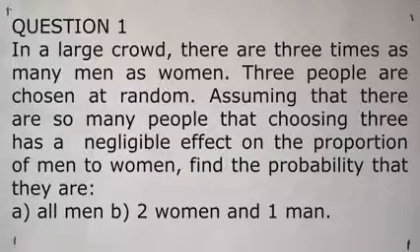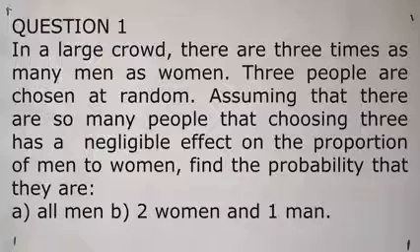Question number one. In a large crowd, there are 3 times as many men as women. 3 people are chosen at random. Assuming that there are so many people that choosing 3 has a negligible effect on the proportion of men to women, find the probability that they are: question A, all men; question B, 2 women and 1 man.